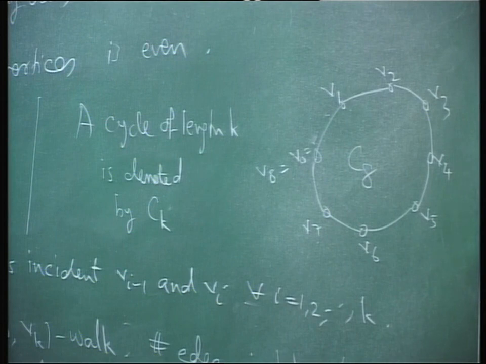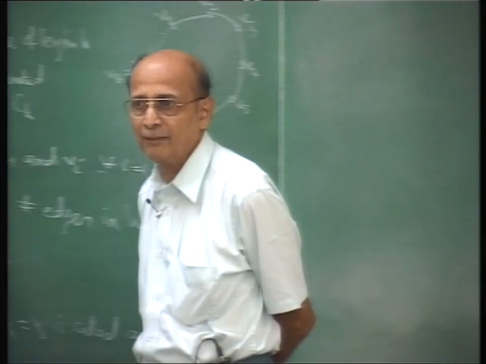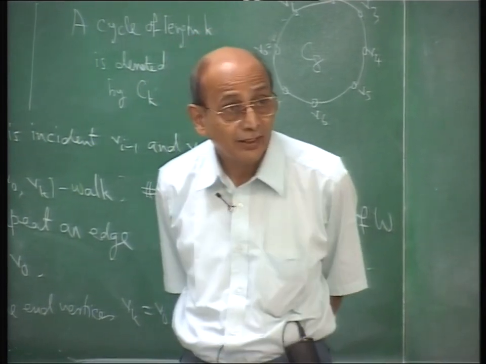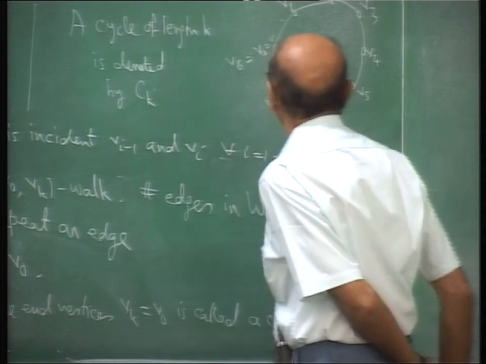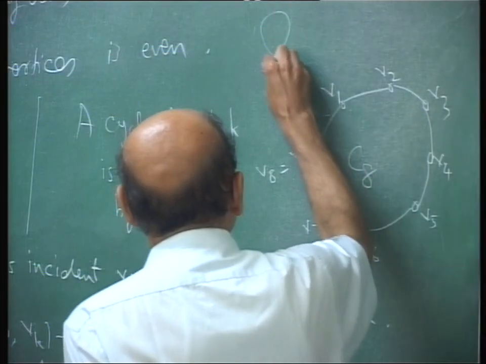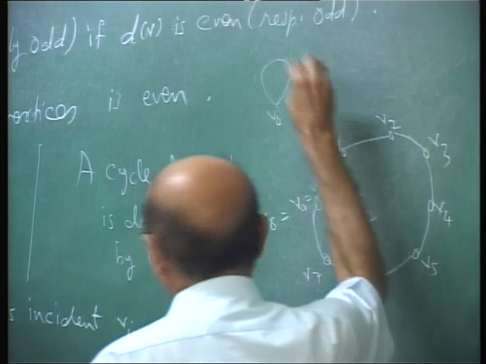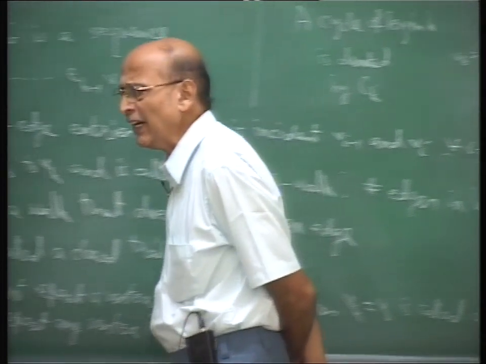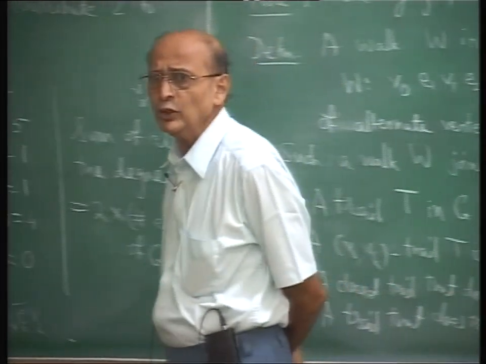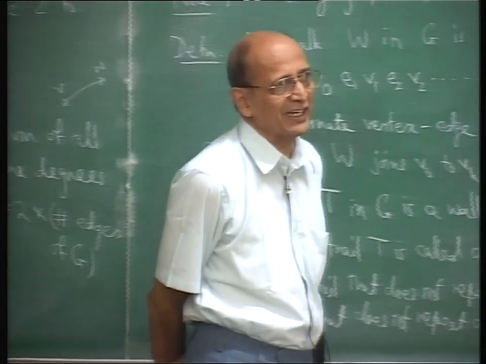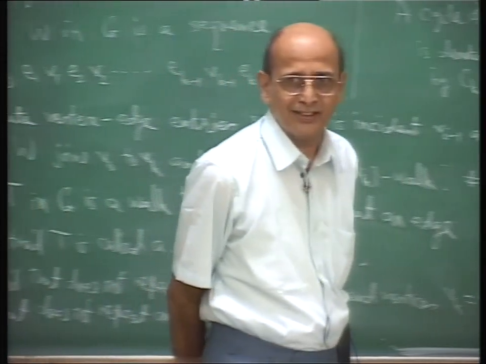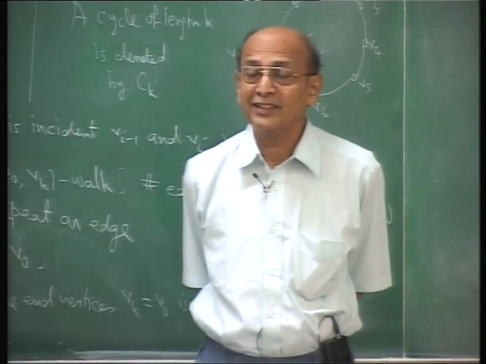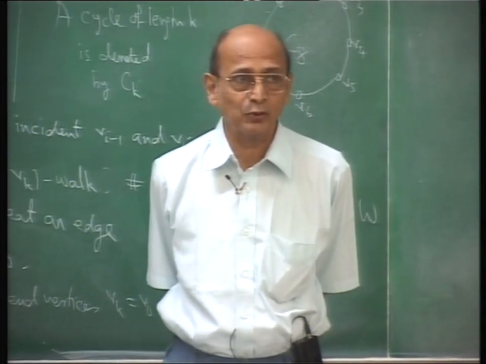What is a C1? How about a cycle of length 1? It must be a loop. It has to be a loop. So not all graphs will have cycles of length 1. Only those graphs that have loops will have cycles of length 1. If your graph is simple, then there is no cycle of length 1.